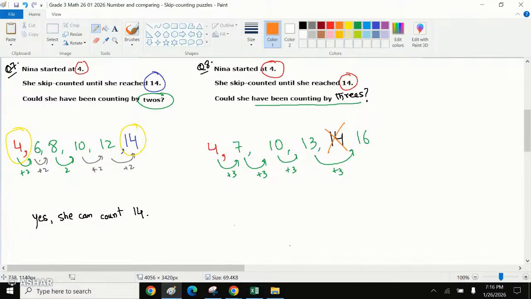Agreed? That means, right, she cannot count by threes and get a 14, right? 14 is not possible. Yes, thank you, May. That is not possible. No, she cannot.